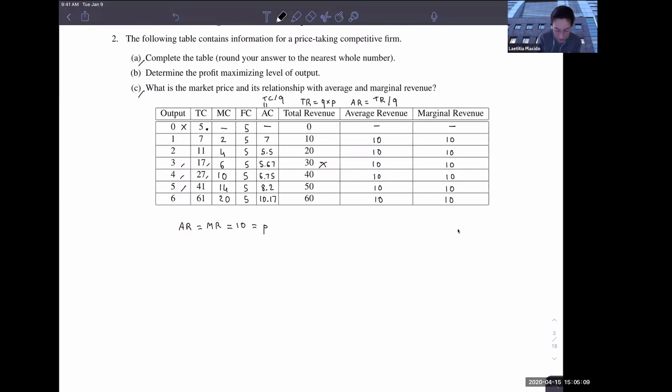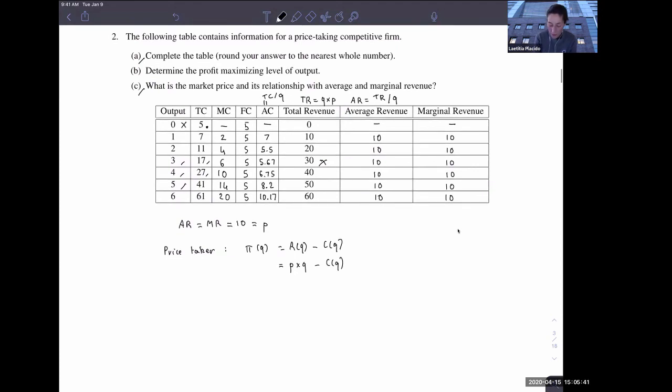Okay, so let's be formal just a little. So when you have a price taker, the profit function is going to be, as usual, R of Q minus C of Q. But because the firm is a price taker, R of Q is going to be P times Q. Now you're thinking, what else could it be? Well, it could be P of Q times Q. I'm going to get to that later.